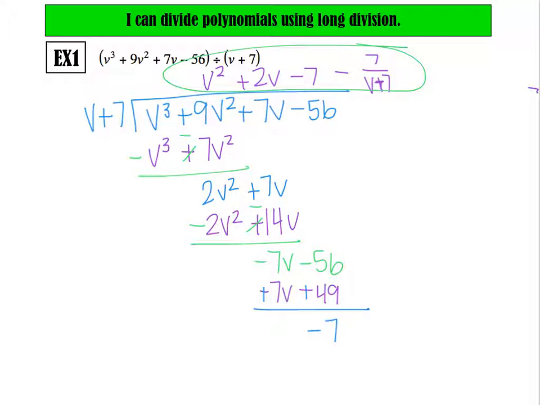That is the solution to v to the third plus 9v squared plus 7v minus 56 divided by v plus 7. So go ahead and write down any questions or points of confusion that you have, and we'll talk about it tomorrow.